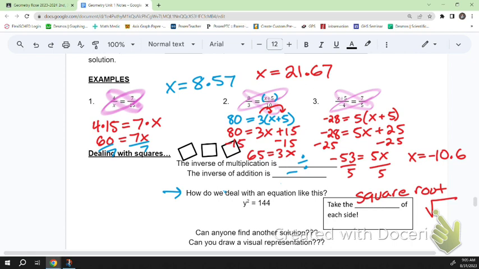square root both sides. Can you find in your calculator, what's the square root of 144? Can you do that in your calculator? What's the answer? If you don't know how to find out in your calculator, now's a good time to ask me about the calculator. You will have to square root next week on your test. Do you know where the button is? Help someone out at your team. Can anyone find another solution? Is there another answer to this?